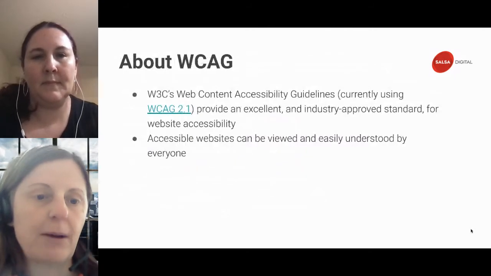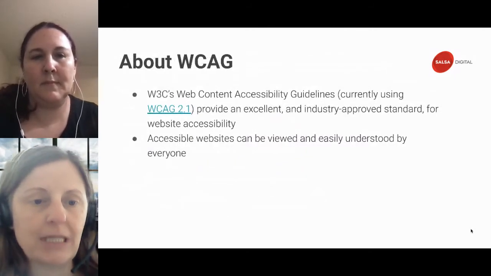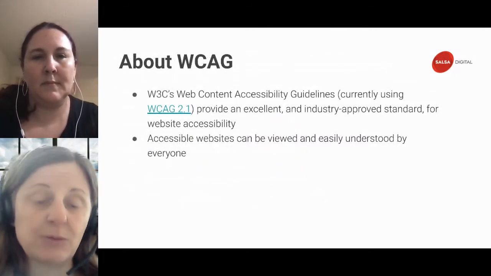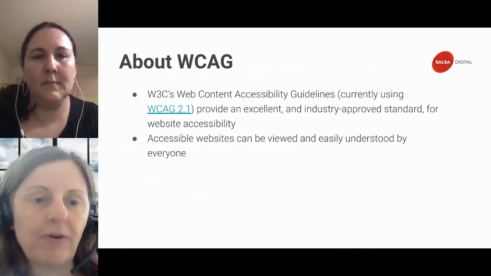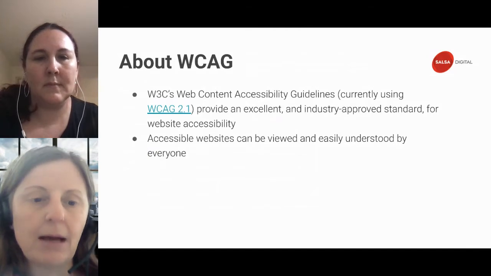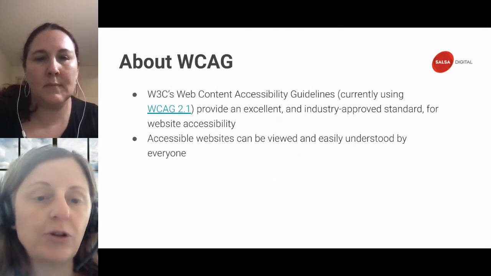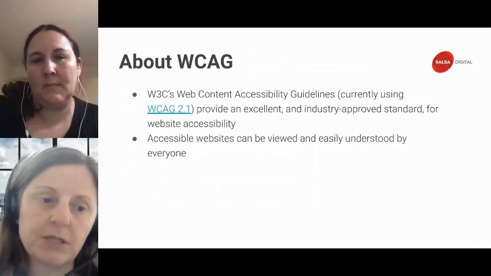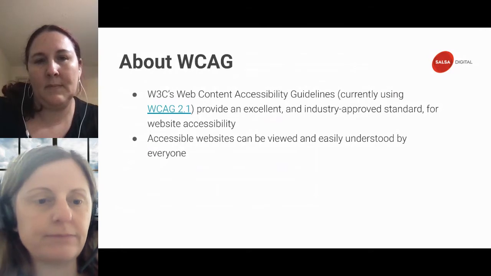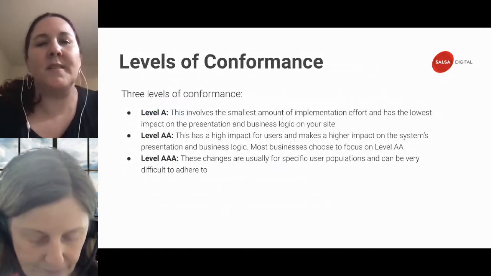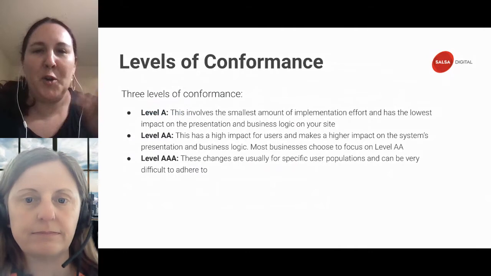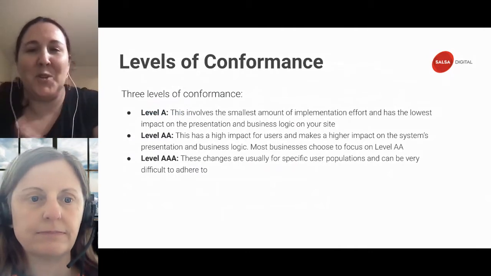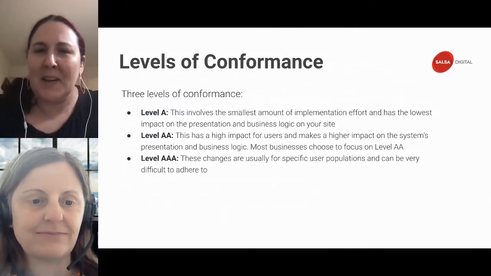So in terms of WCAG, W3C's Web Content Accessibility Guidelines, and we're currently on version 2.1, provide an excellent and industry-approved standard for website accessibility. And accessible websites can be viewed and easily understood by everyone, which is why they're so important. So one of the things that we wanted to cover, because I think a lot of you have probably heard AAA, and aren't maybe entirely sure what that means.